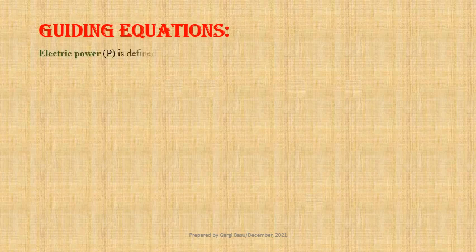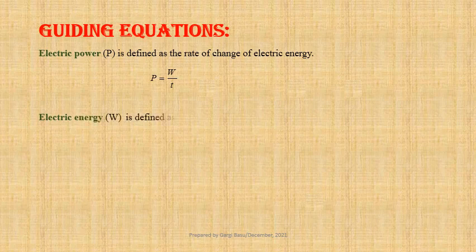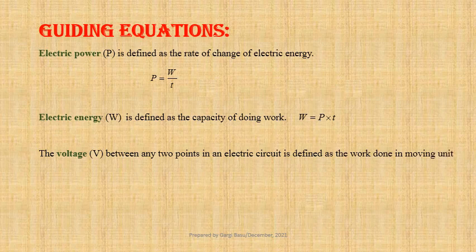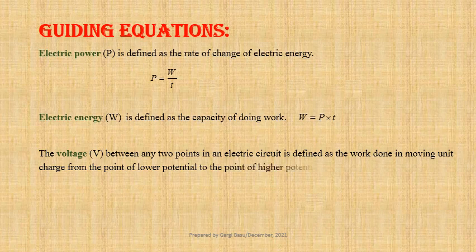Electric power is defined as the rate of change of electric energy, P = W/T, where W is the electric energy. It is defined as the capacity of doing work. W = P × T. The voltage between any 2 points in an electric circuit is defined as the work done in moving unit charge from the point of lower potential to the point of higher potential. Therefore, W = V × Q and P = V × Q/T.